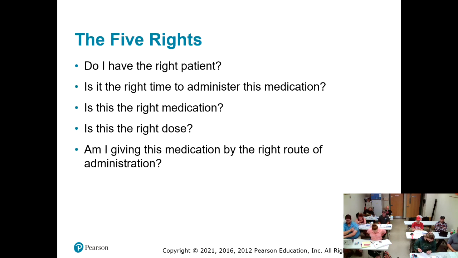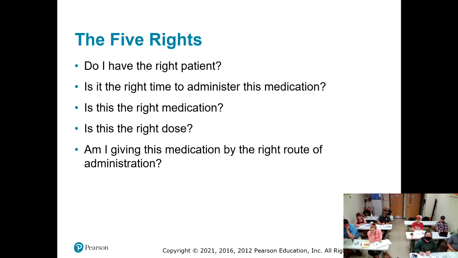The 5 rights. Number 1, right patient. Okay? Especially if you're assisting somebody with a medication. Is that medication prescribed to that patient? Okay? Is it the right time to administer the medication? So am I using this medication for this purpose?